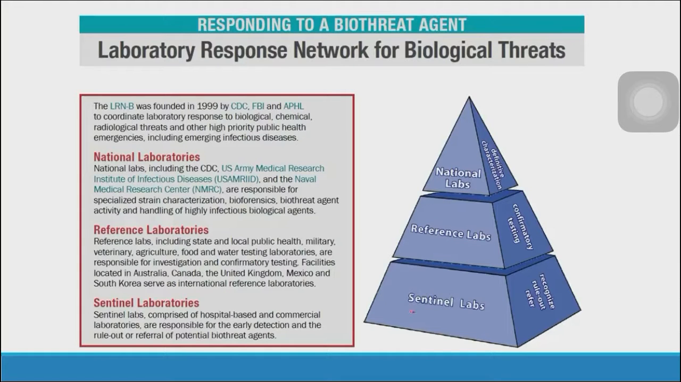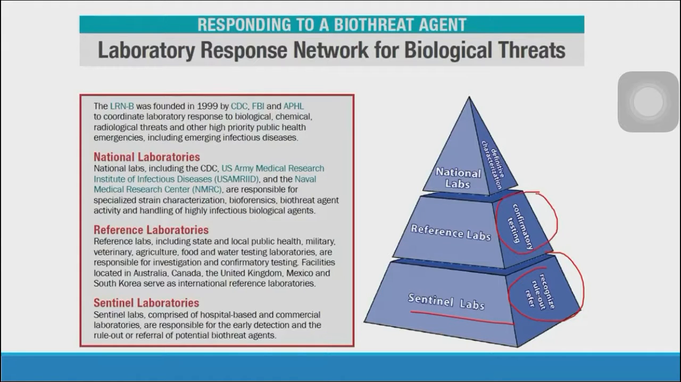Okay, so ano ba yung main purpose nitong Sentinel Laboratories? Sentinel Laboratories is comprised of hospital-based and commercial laboratories and are responsible for the early detection and rule out or referral of potential bioterrorism agents. Basically, the main purpose of Sentinel Laboratories is to recognize a bioterrorism agent in a given sample, as well as rule out by means of performing biochemical tests. Okay, and in case they aren't able to rule out the suspected bioterrorism agent, they should refer to the reference laboratory for confirmatory testing.